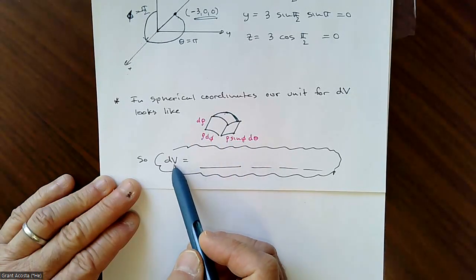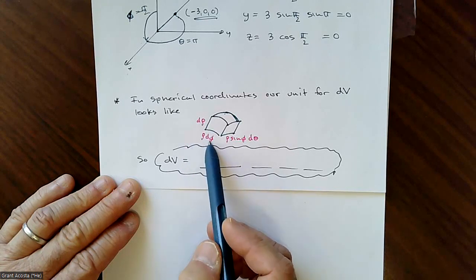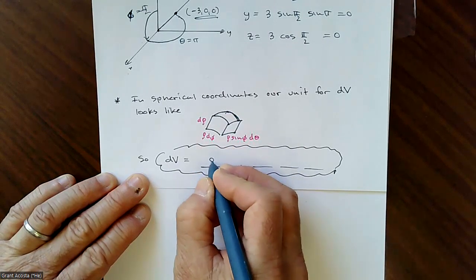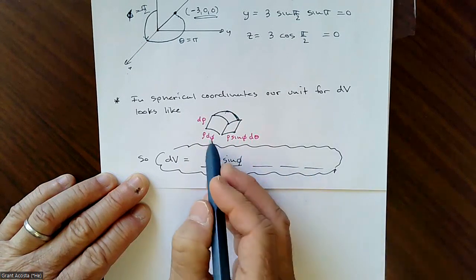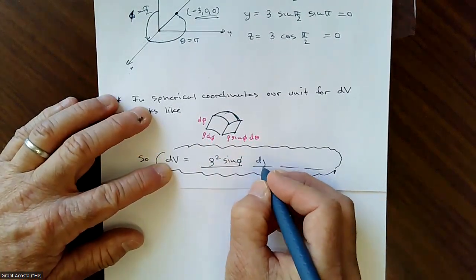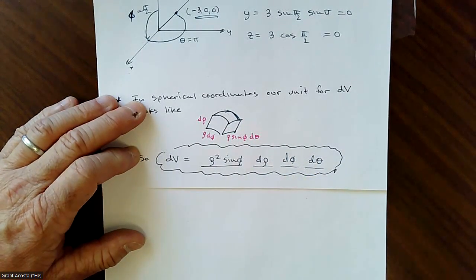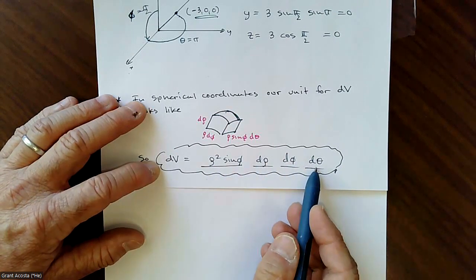It kind of resembles a cube, so at a microscopic level, it would sort of be a cube. So if you just multiply length times width times height, what we get for dv, there's going to be two rhos. So rho squared sine phi. And usually we would go d rho, d phi, d theta. Rho squared sine phi, d rho, d phi, d theta.